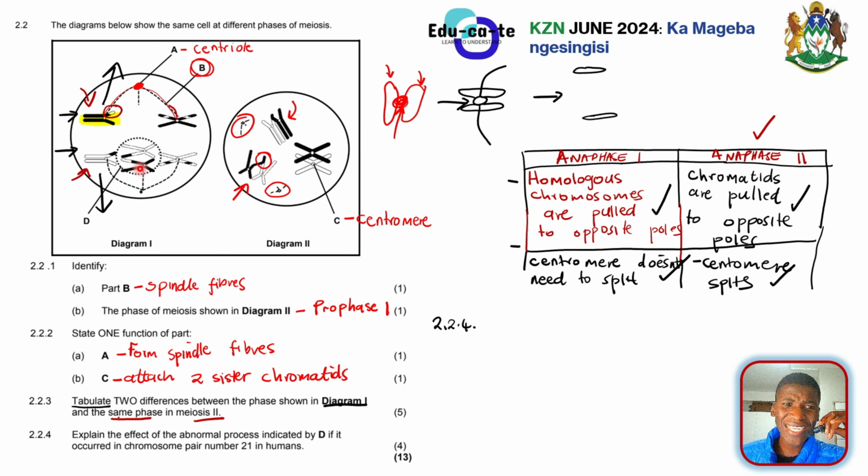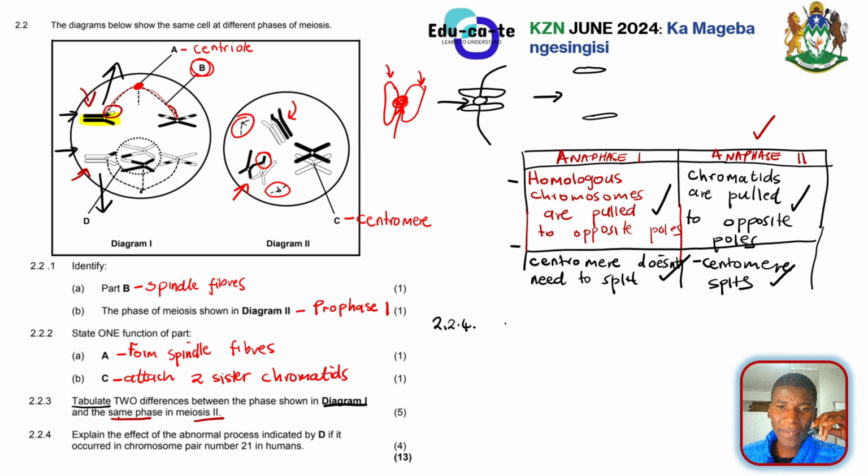So you can note that at diagram D, what is happening there? It's an abnormal meiosis case whereby the chromosomes are failing to separate. We say it is known as non-disjunction. Before you explain the effect, please tell us, what are you explaining?